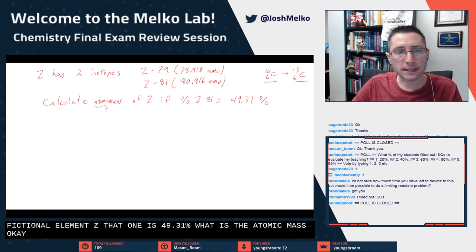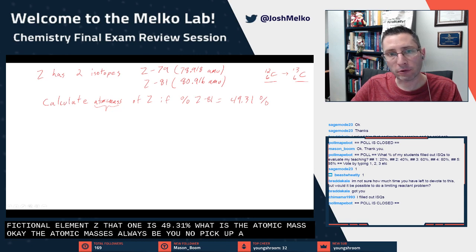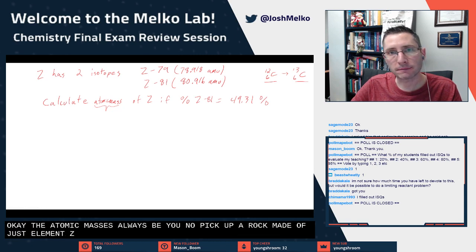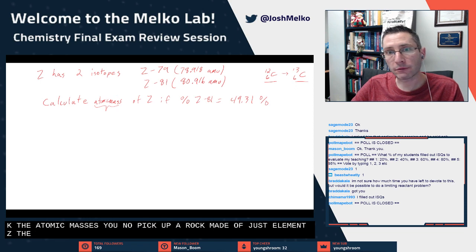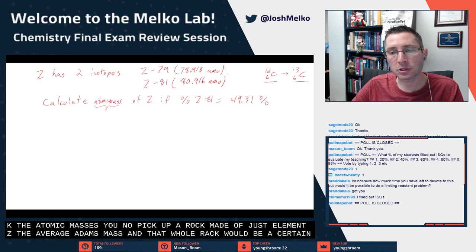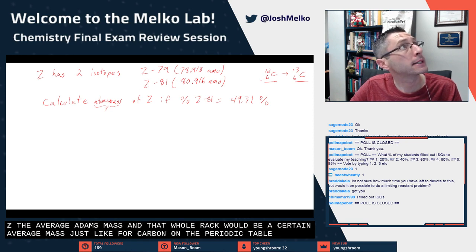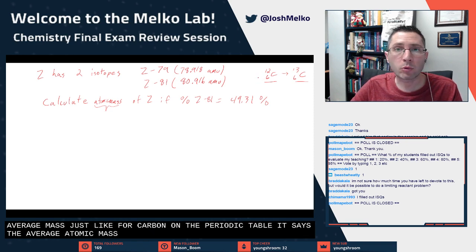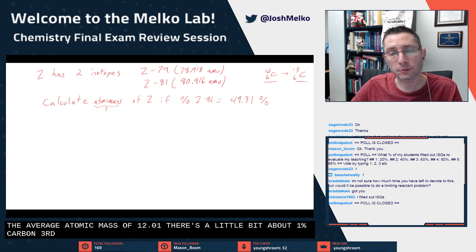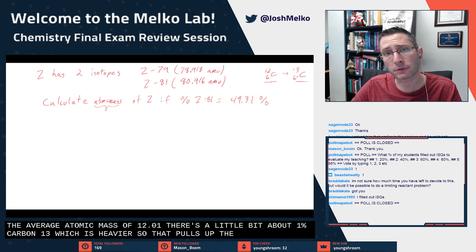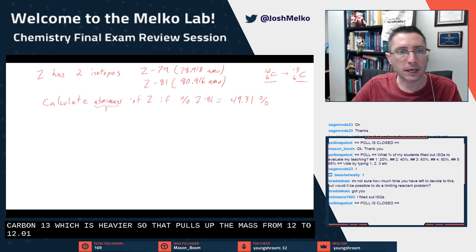The atomic mass is always the average mass. If you were to pick up a rock made of just element Z, the average atom's mass in that whole rock would be a certain average mass. Just like for carbon on the periodic table, it says the average atomic mass is 12.01. It's not 12 because there's not just carbon-12. There's a little bit, about 1%, carbon-13, which is heavier. So that pulls up the mass from 12 to 12.01. So here we're trying to calculate that average atomic mass.